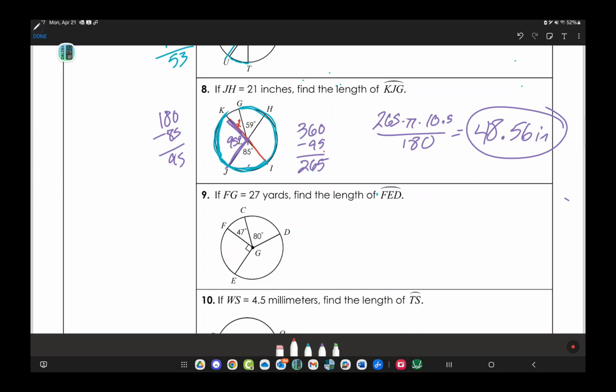Now, the nice thing is I already know that that's 95 degrees, which means if I add these together, I get 154, which means 180 minus 154 is 26, and then 360 minus 26 is 334.